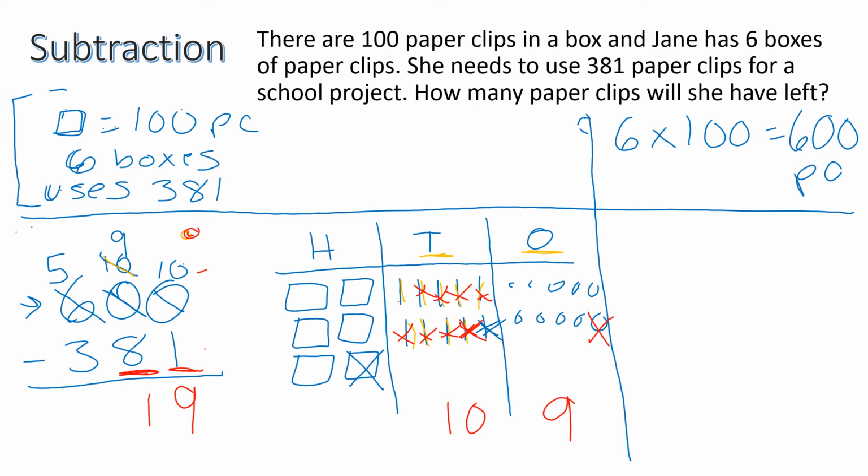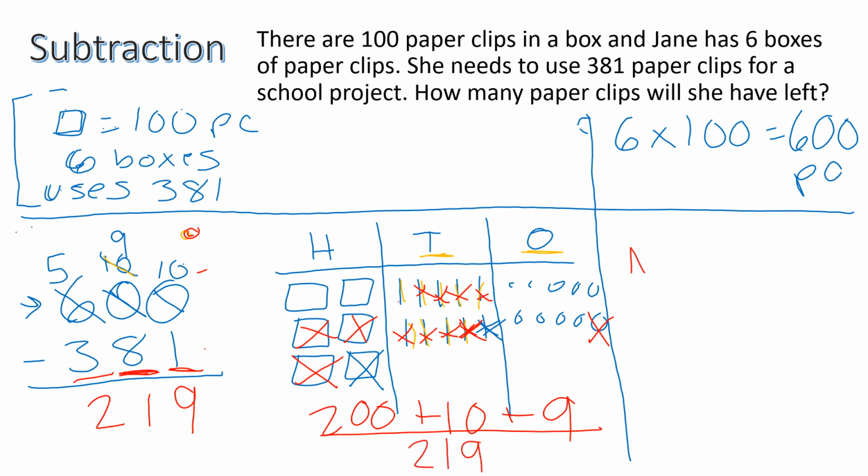All right, and then if I move to my hundreds, I have 500 minus 300. So I'm crossing out 100, 200, 300, and I'm left with 200. So 5 minus 3 equals 2. So if I add up these numbers, my answer would be 219. So N equals 219 paper clips is how many she will have left.